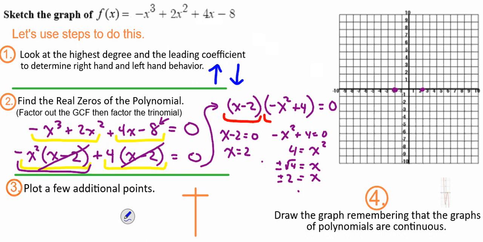Yay, we've got our end behavior. We've got our x-intercepts. Now we need to know what goes on between negative 2 and 2. So let's go ahead and plug in 0.